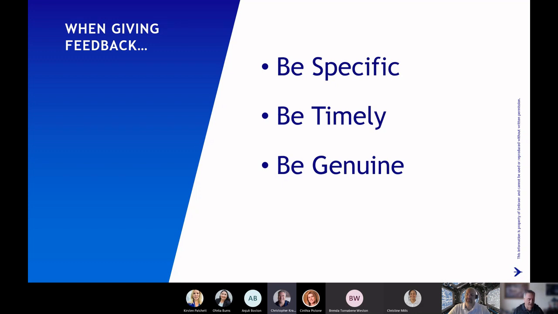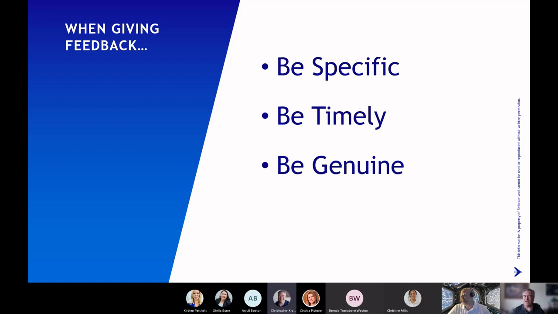And be genuine. People know when it's coming from the heart or not. We're hoping that you're giving feedback to people for the right reasons, because you want to see them grow and succeed. You want to see them get better at whatever it is that they're doing. So make sure that you're sharing whether they should duplicate or deviate.